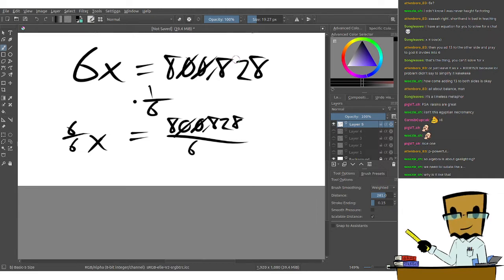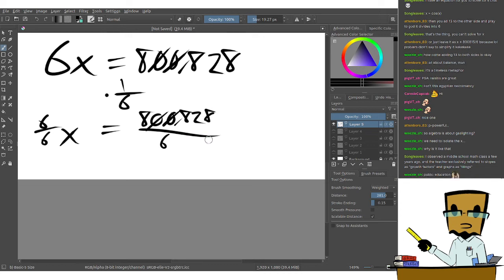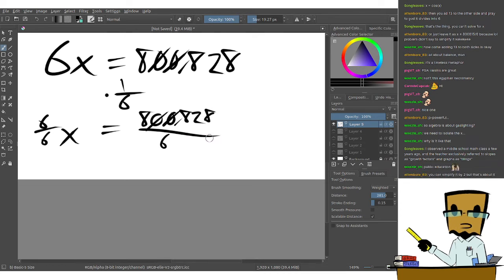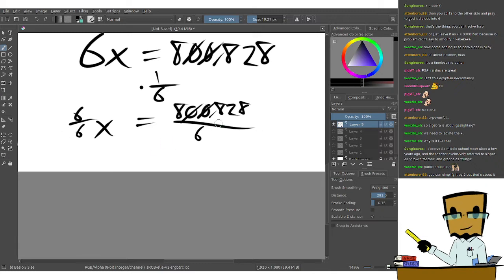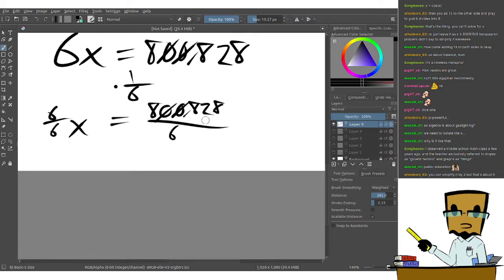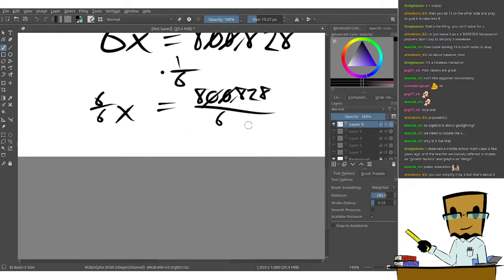Yeah. You can definitely divide it by 2. Did you exclusively refer to slopes as growth factors and graphs as tilings? What the fuck? Yeah, we can simplify it by 2. So obviously 4, 4, 14. Yeah.